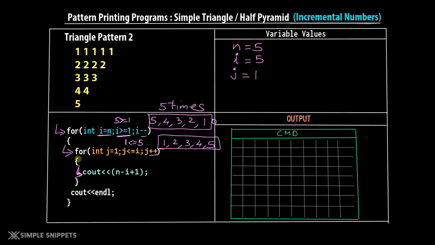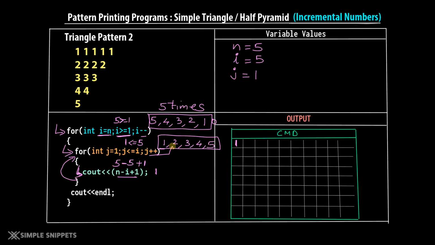So what happens in every iteration inside the second for loop? Remember we said that the second for loop is related to what is going to be printed onto the command prompt. So in the inner for loop we are saying cout n minus i plus 1. Okay, so this is the expression. What is n? n is 5. What is i? i is 5. What is 1? 1 is a constant. So 5 minus 5 is 0, plus 1. So 1 is going to be printed. Let's print 1. Alright. So j is 1.